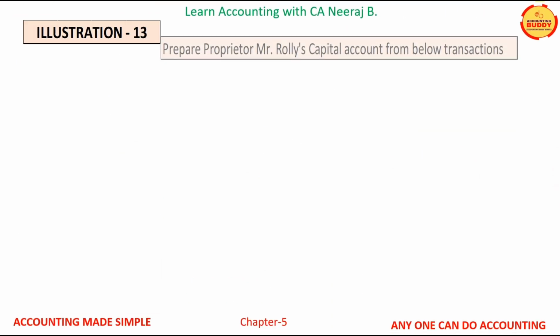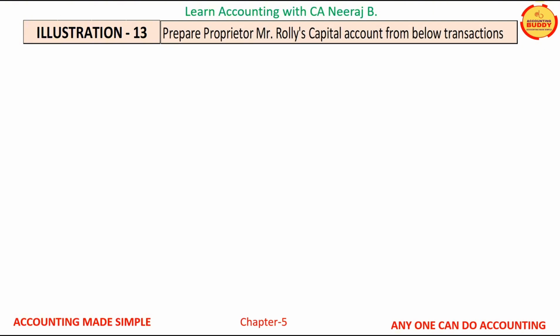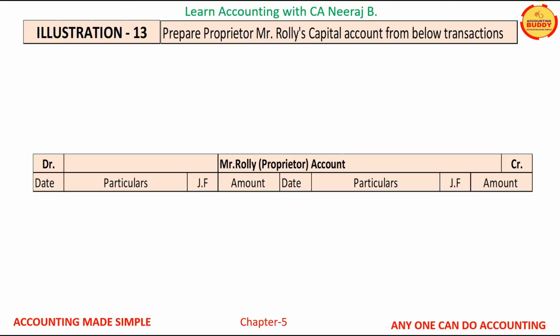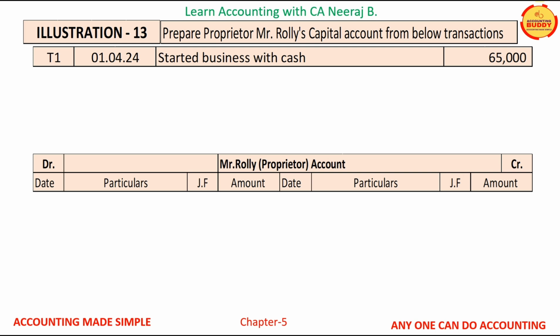Illustration number 13 is prepare proprietor Mr. Rowley's capital account from the below transactions. Transaction T1 is on 1st of April 24, Mr. Rowley started business with 65,000. As per capital account rule, capital account is credited when it increases. Therefore, this entry of 65,000 will be recorded on the credit side of Mr. Rowley's account.